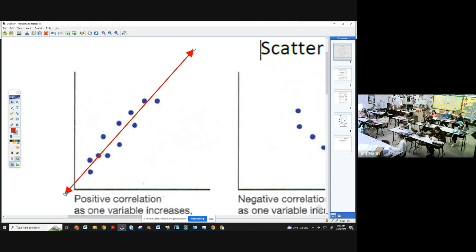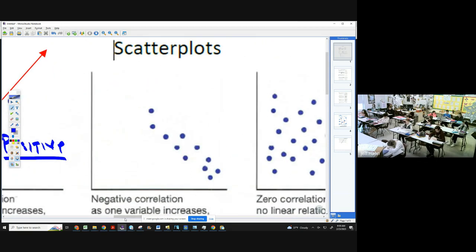If the slope of that line goes uphill from left to right, it is called a positive correlation. Positive correlation: it goes up from left to right. If the line goes down from left to right, this one would be negative correlation.